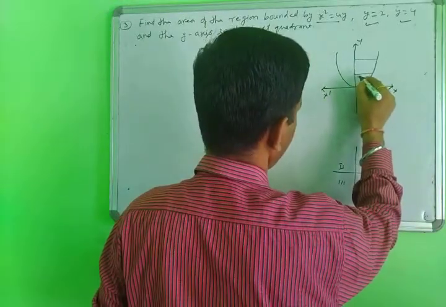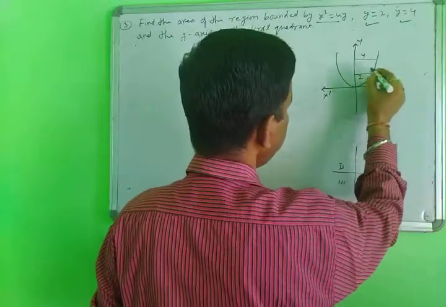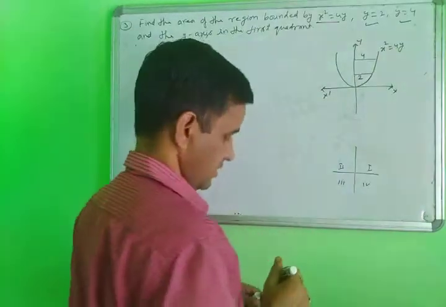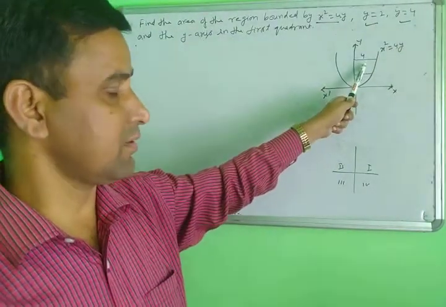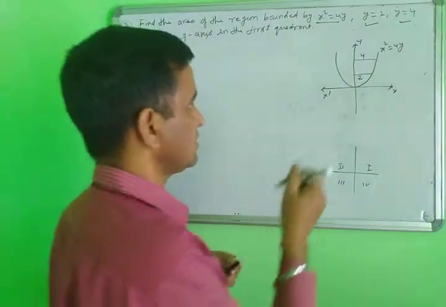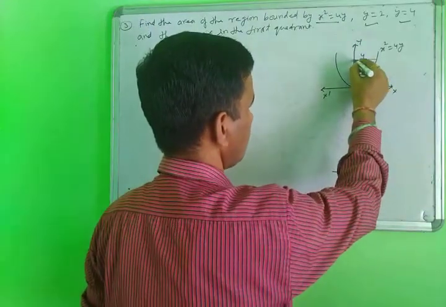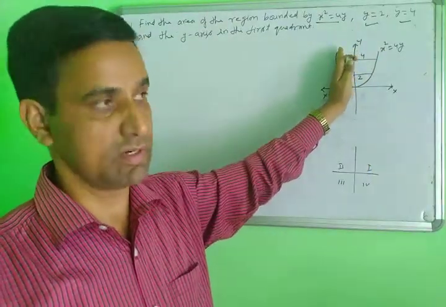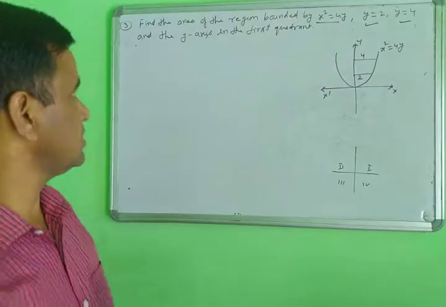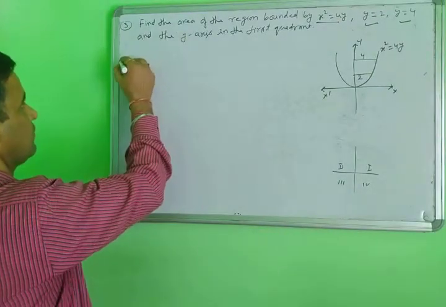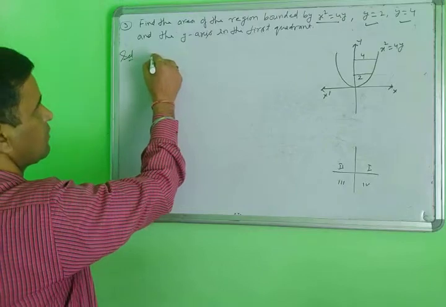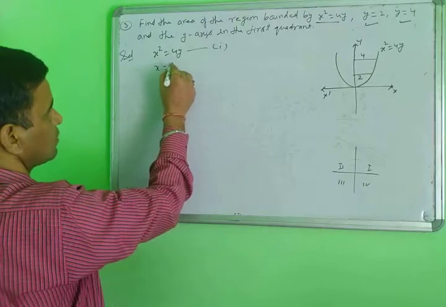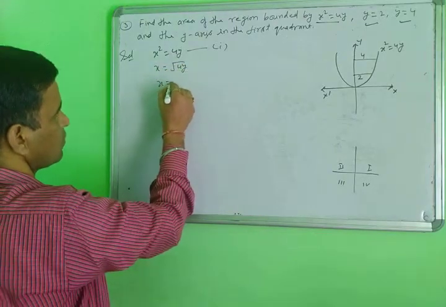This is 2 and this is 4, and this is the equation x square equal to 4y. So you will find the area of this portion. How is it possible? Because here y equal to 2 or y equal to 4, and first quadrant. This is the first quadrant, means not the second quadrant, only the first quadrant. So this is your diagram, a curve solution. The given curve is x square equal to 4y. Then you can write x equal to root 4y, so x equal to 2 root y.